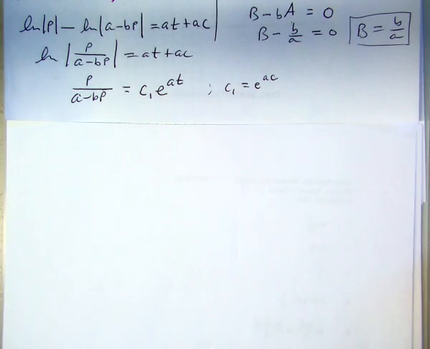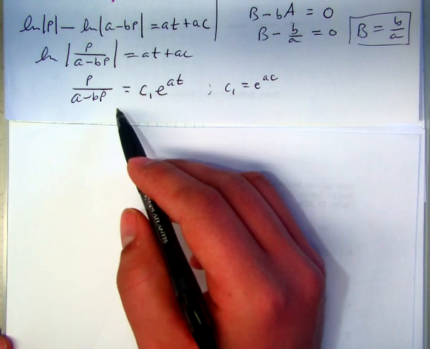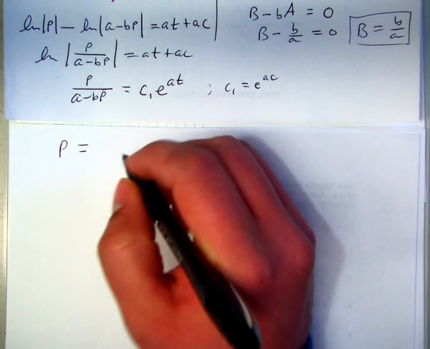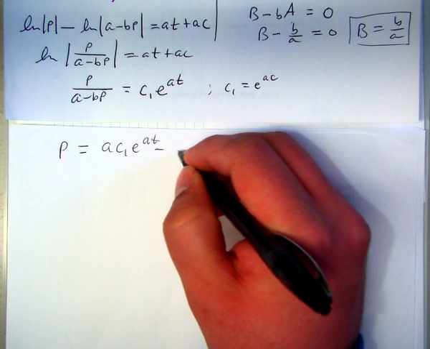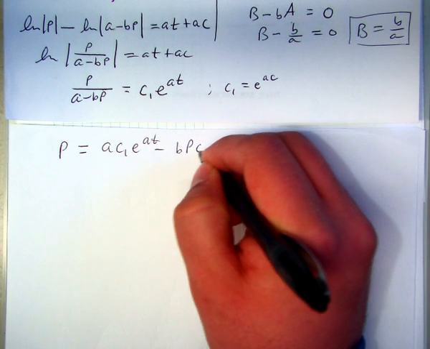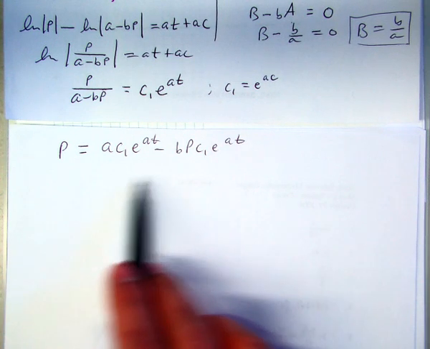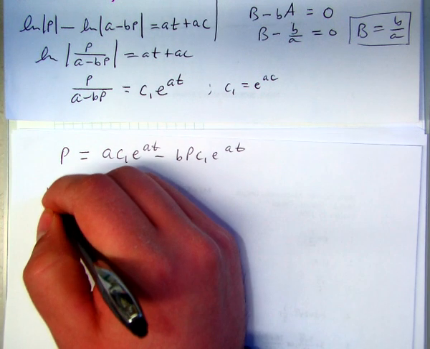Okay. And now the idea is to try to figure out what the population is going to be. So I can multiply through by the denominator. So I'll get P equals AC1 e to the AT minus BP C1 e to the AT. And then I can factor out the population from these two terms and group it on the left-hand side.